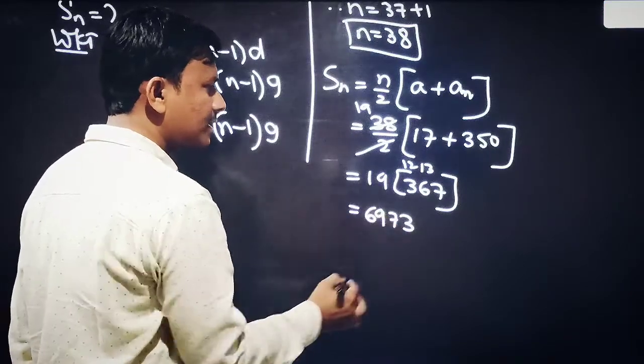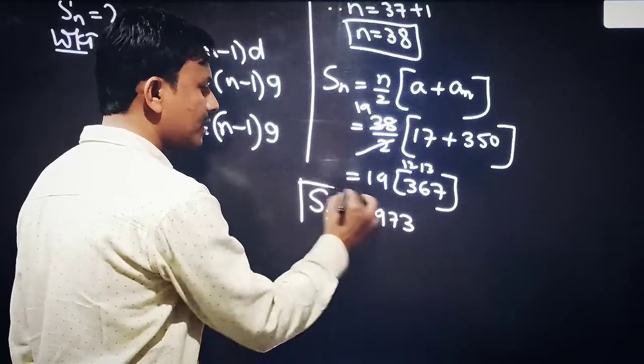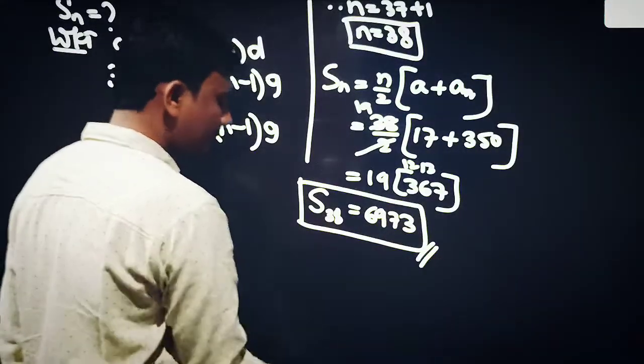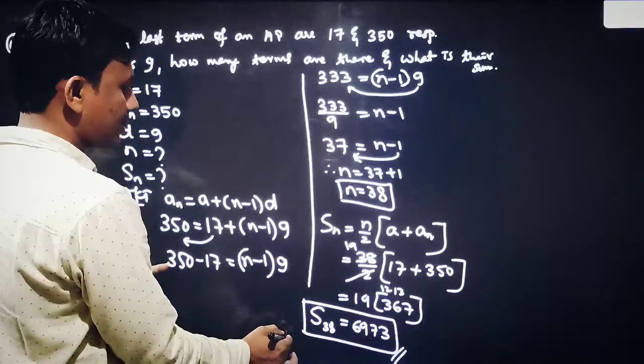69, 6973. Check it out. Yes, S38 is equal to 6973. The sum of 38 terms is 6973.